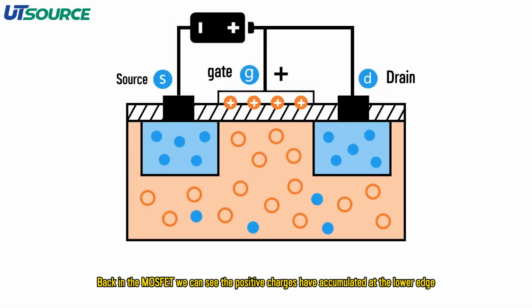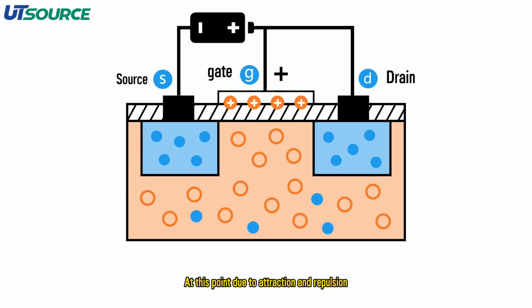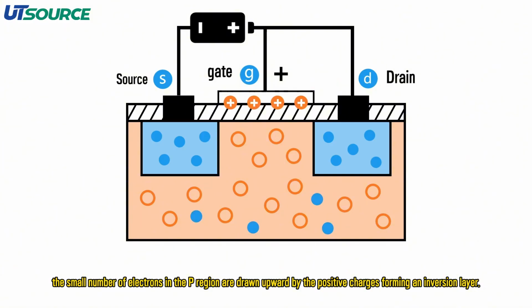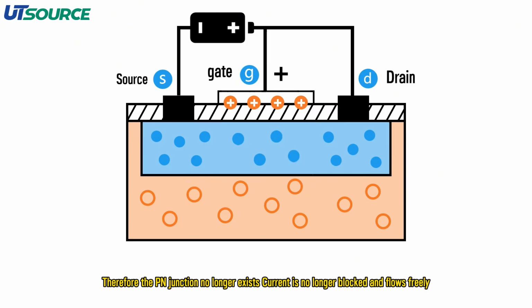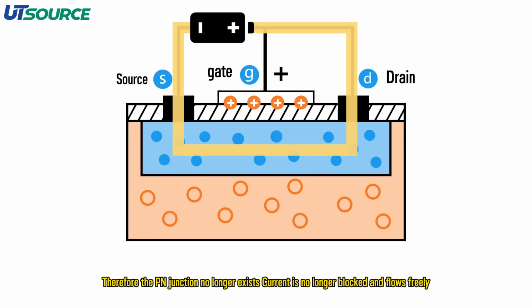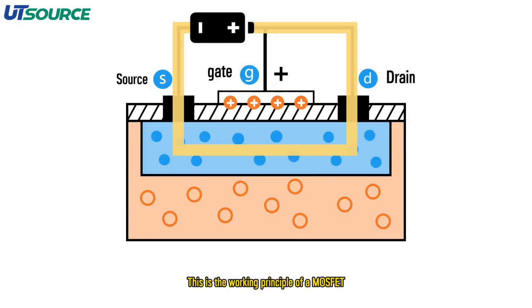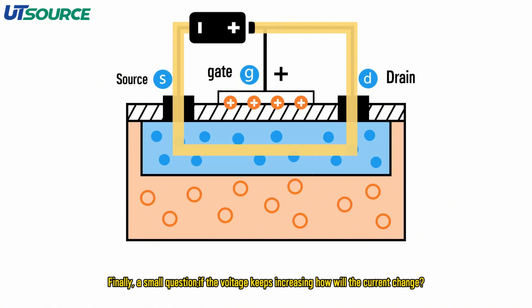Back in the MOSFET, we can see the positive charges have accumulated at the lower edge. At this point, due to attraction and repulsion, the small number of electrons in the p region are drawn upward by the positive charges, forming an inversion layer. The inversion layer behaves like an n region and is filled with electrons. Therefore, the p-n junction no longer exists. Current is no longer blocked and flows freely. This is the working principle of a MOSFET. Finally, a small question: if the voltage keeps increasing, how will the current change?